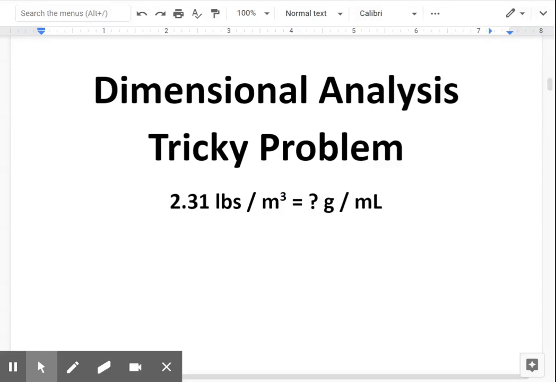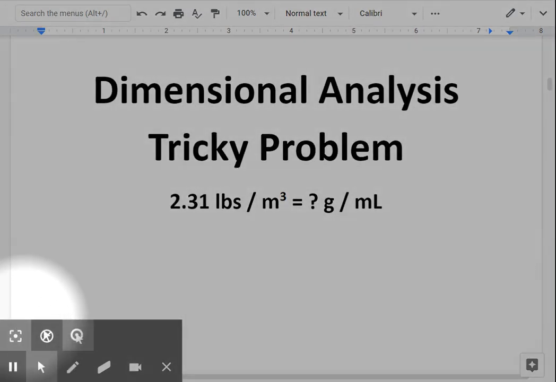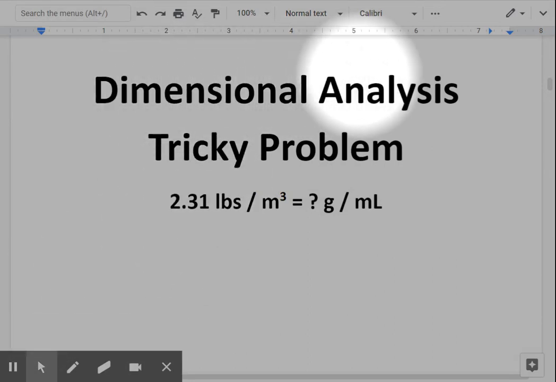All right, class, for today's lesson, we are going to talk about dimensional analysis, tricky problems here, okay? So that's what we're going to be doing today. All right, so dimensional analysis, we're going to do a tricky problem. A tricky problem is when you have derived units getting involved, where you've got two units interacting that makes another unit. And in this case, we're going from one derived unit to another derived unit.